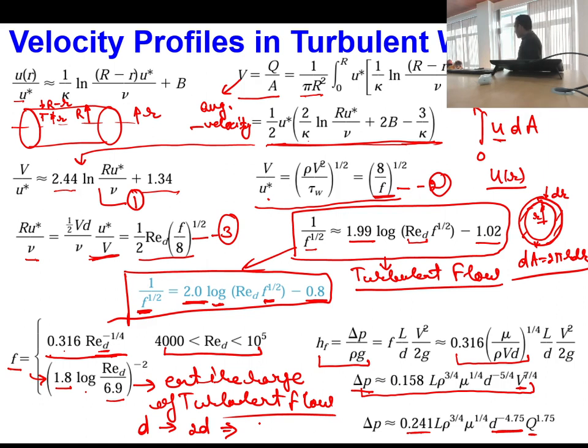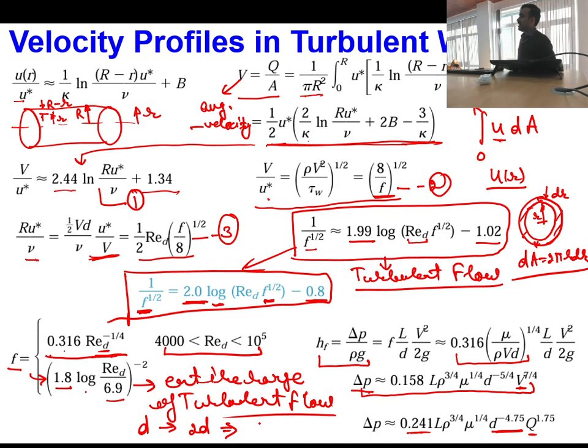So for a given flow rate, 2 raised to power 4.75 is 26.9, so almost 27. So it means that for fully developed turbulent flow, for a given flow rate of the fluid, if I simply increase the diameter of the pipe by 2 times, my pressure drop will be decreasing by 27 times. On the contrary, in case of laminar flow, where delta P is inversely proportional to only D square, the pressure drop will be decreasing by 4 times only. Is this point clear?